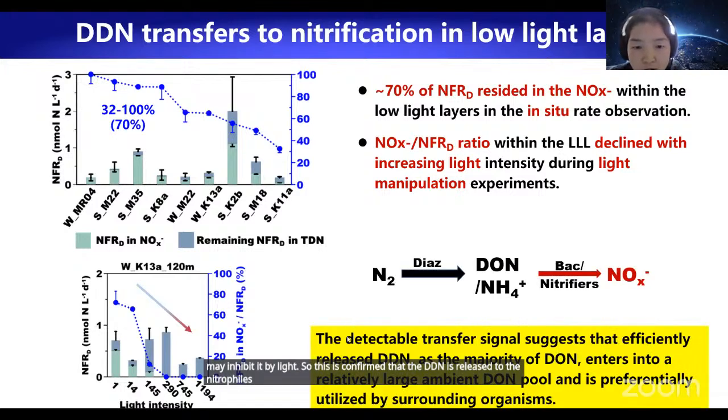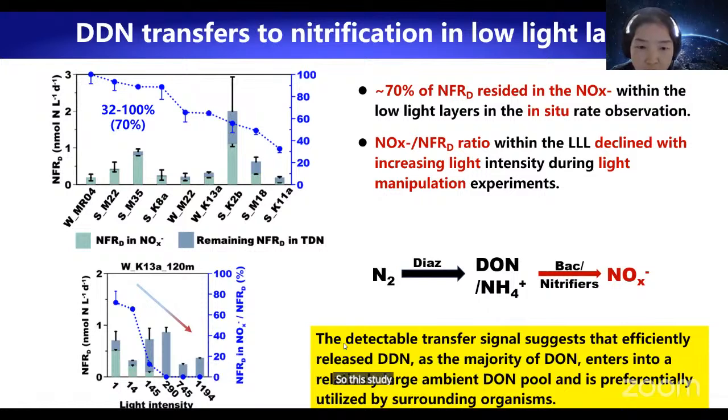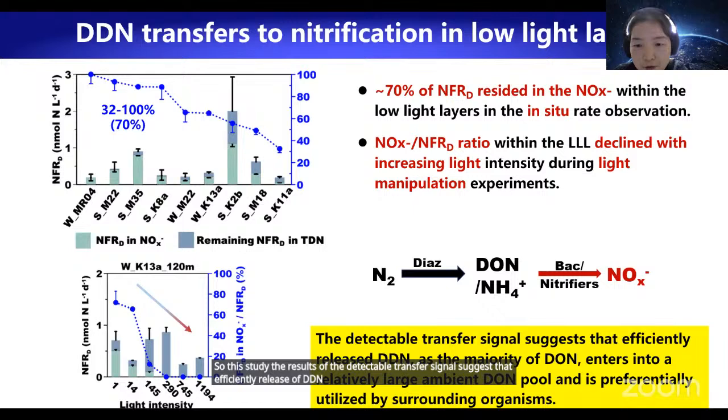In this study, the results of the detectable transfer signal suggest that DDN is efficiently released, as a majority of DON enters into the relatively large ambient DON pool and is preferentially utilized by surrounding organisms like nitrophiles.